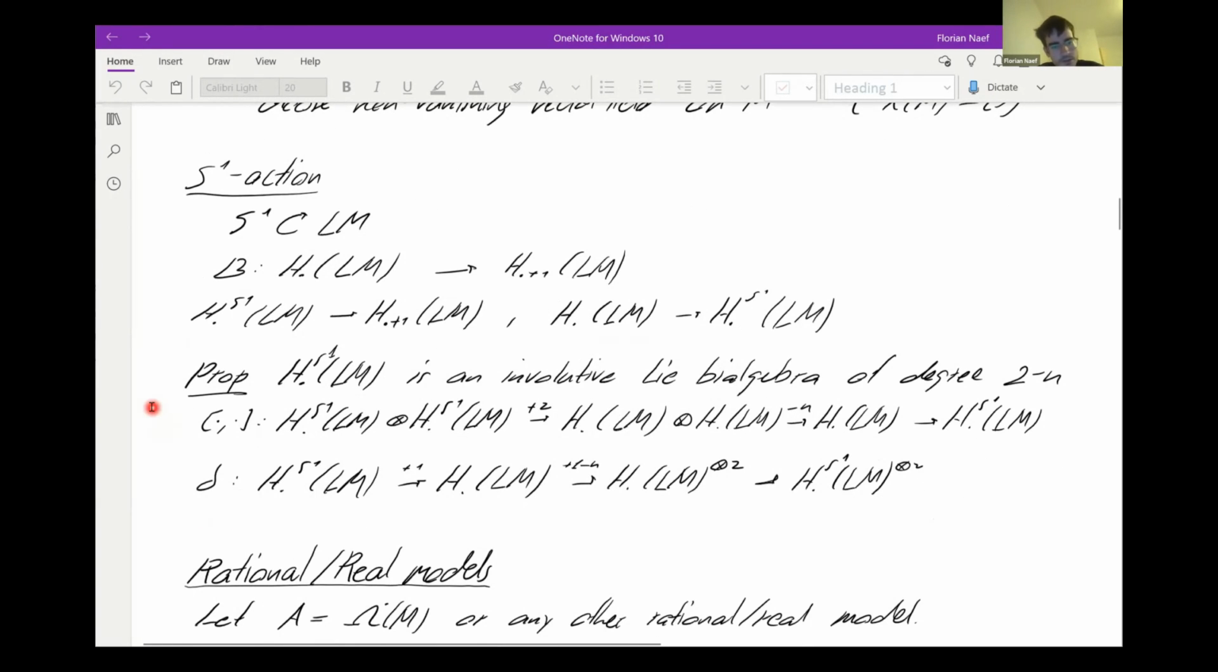So here, the claim is that if you do that, then you're going to get an involutive algebra. And now it has some sort of consistent degree. So the bracket and the cobracket now both have degree 2 minus n.